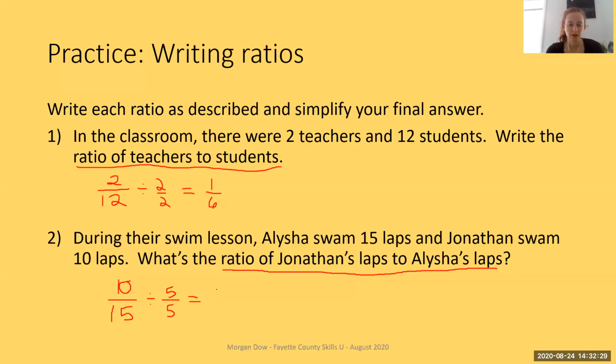All right, so we are left with 2 over 3. So if Jonathan swims 10 laps and Alicia swims 15 laps, that means Jonathan is swimming 2 laps each time Alicia swims 3 laps, 2 to 3.